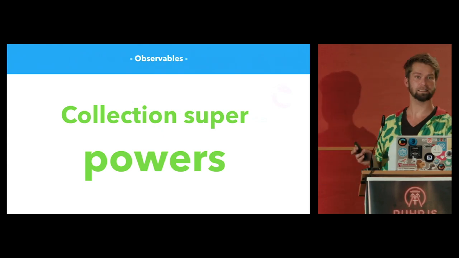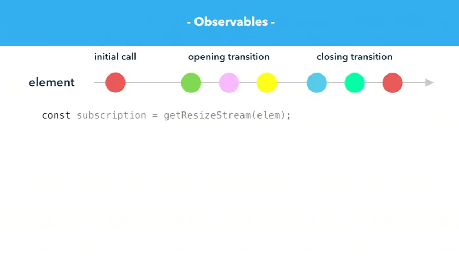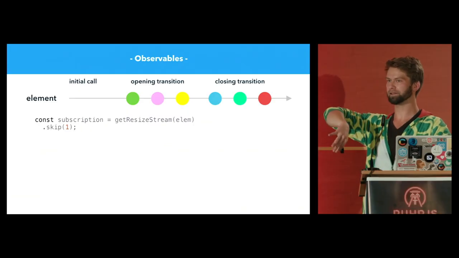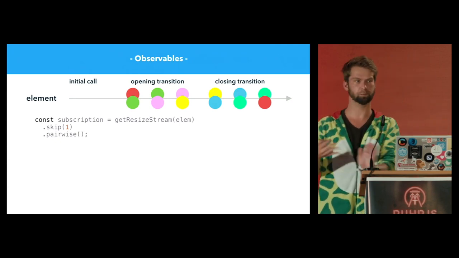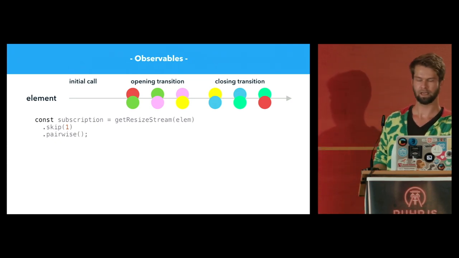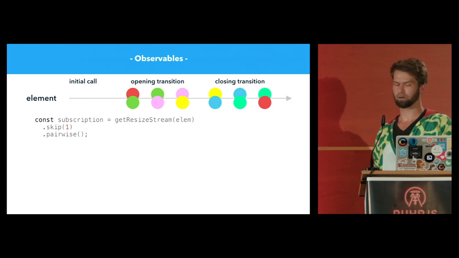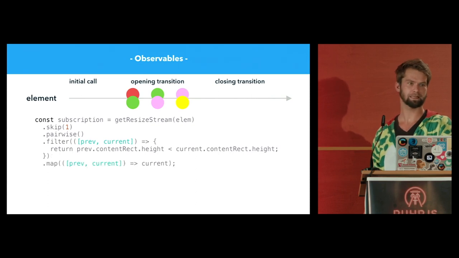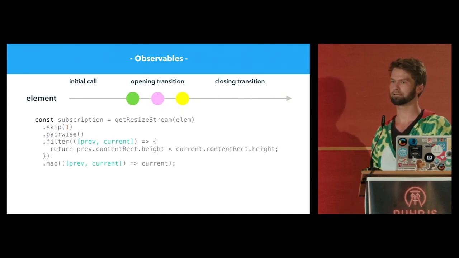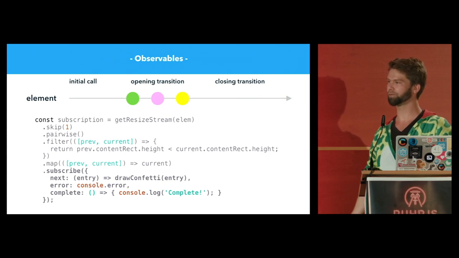So let's have a look how I can deal with the events now. So this is what we have. And here we've got the function getResizeStream. How can I get rid of the first one? Well, skip it. Cool. How can I get the previous call? There's a function that is called pairwise. So now I have got the current and the previous one. How can I now compare if it's opening or closing? Well, I can use filter. That's cool. And then I can map it back. Nice. And then I can perform the operation I want to do.